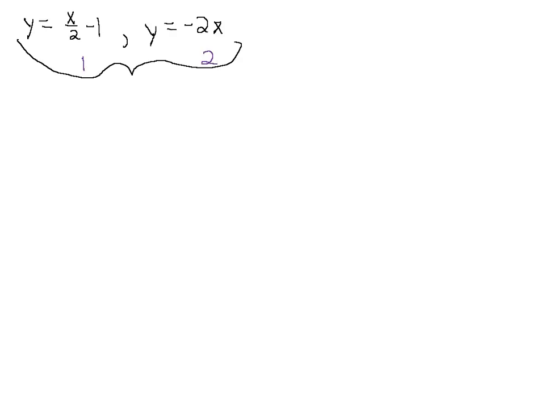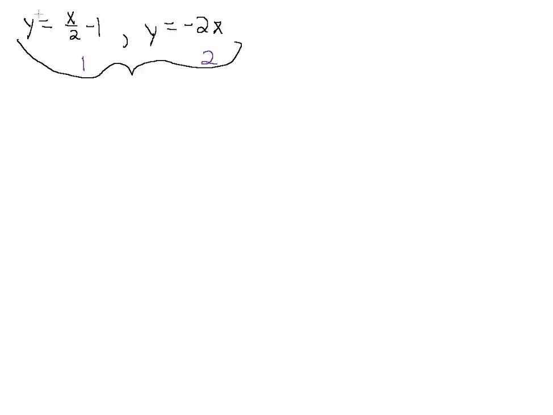We're continuing to solve systems of linear equations by graphing. So let's look at another one. Let's say we have the system of equations y equals x over 2 minus 1 and y equals minus 2x. Okay, so here is our system of linear equations. We'll call this line 1 and line 2.